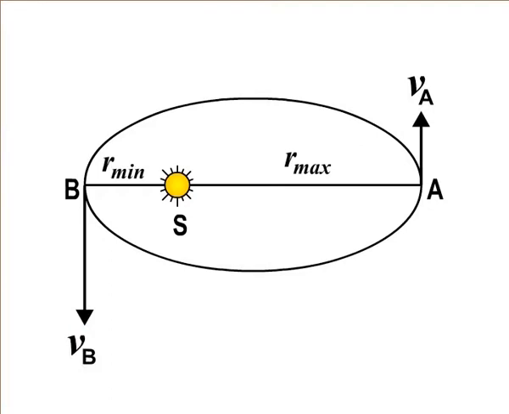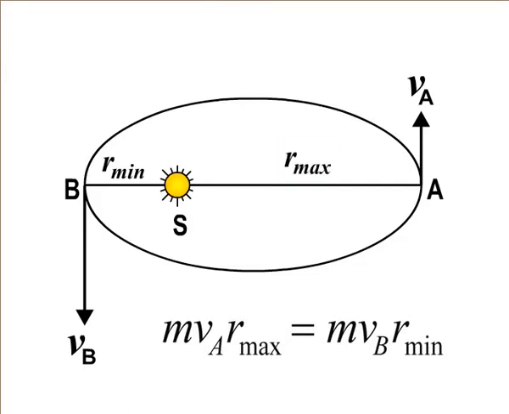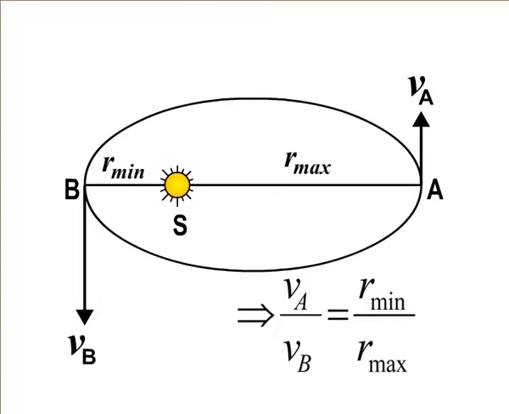Let VA and VB be the speeds of the satellite when the satellite is at apogee and perigee respectively. Since the satellite moves under the effect of the central force, its angular momentum is a constant of motion. Therefore, m into VA into r maximum is equal to m into VB into r minimum, which implies VA by VB is equal to r minimum by r maximum. Hence, the ratio of the speeds of the satellite at apogee and perigee is equal to the inverse ratio of its distance from the apogee and perigee. Thus, the speed of a satellite at perigee is greater than that at apogee.